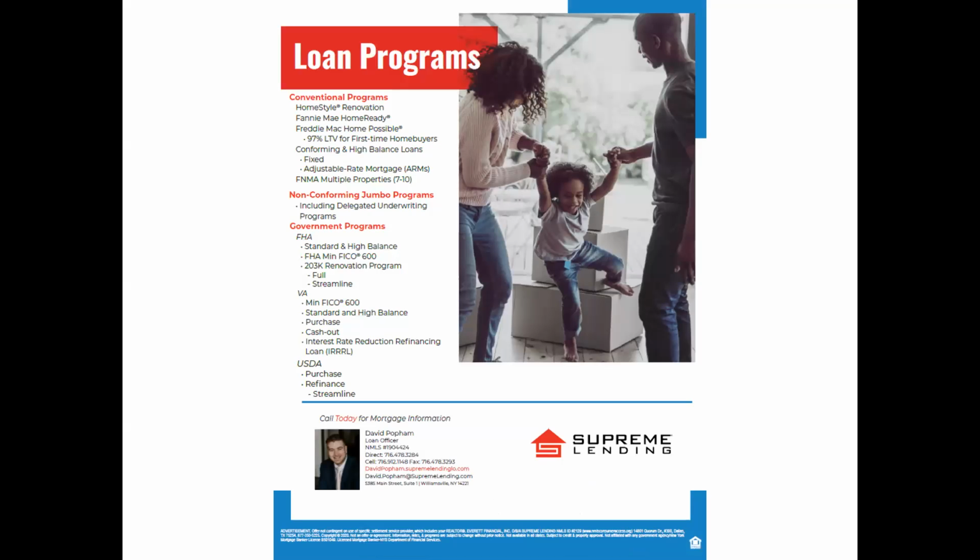And then this is kind of just a breakdown of the programs. So conventional loans, the minimum down payment is going to be 3%. It doesn't always work at 3%. You're generally going to see 5% down on the conventional loans.